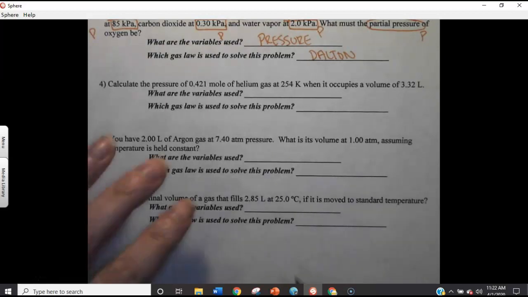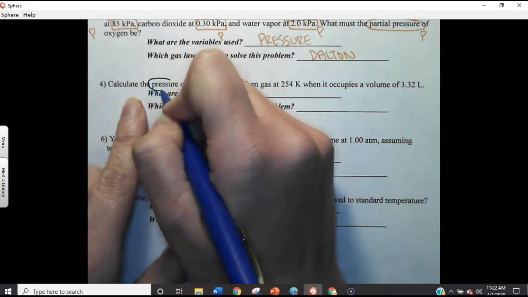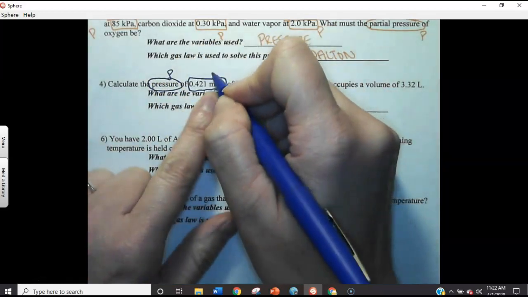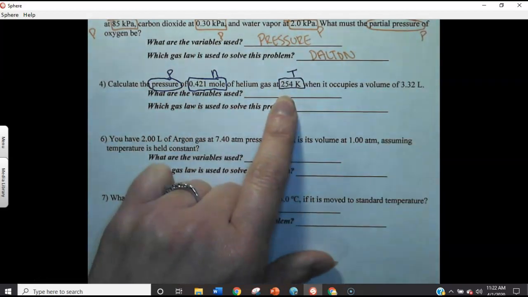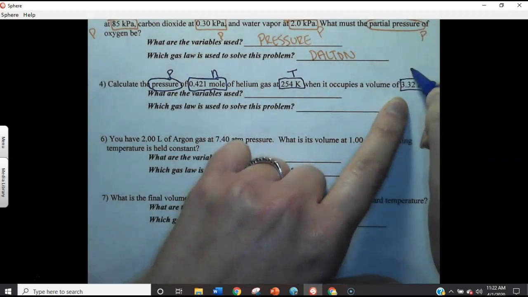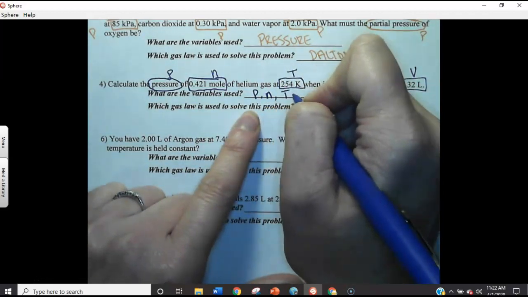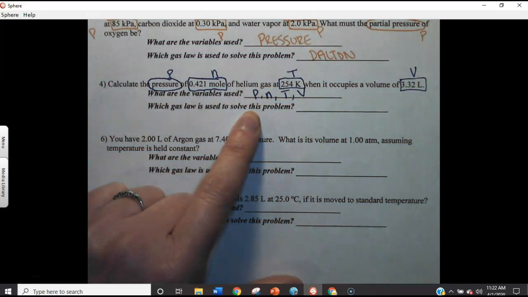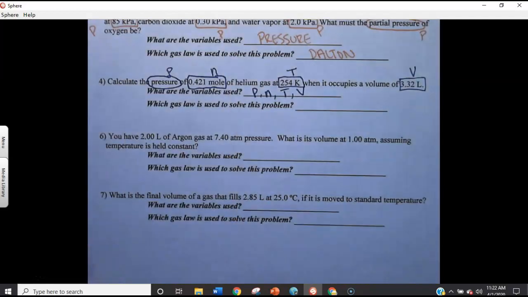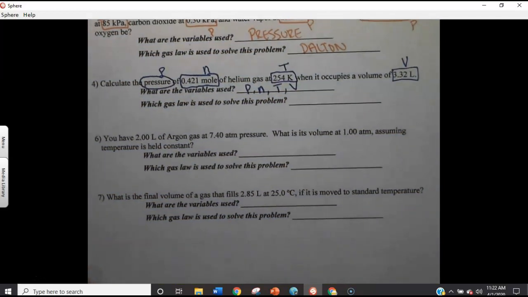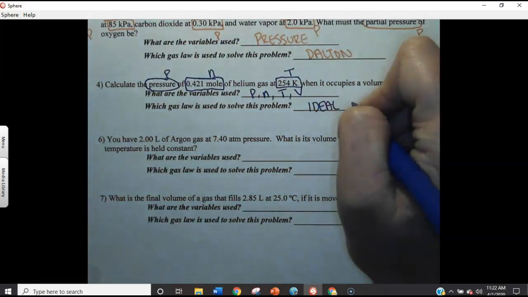All right, calculate the pressure of, so here's a number I'm going to box. They're asking me to calculate the pressure, so I'm going to circle that. They told me moles, which is n, of helium gas at this Kelvin temperature, and volume. So this is giving me pressure, moles, temperature, and volume. One of each is going to be this equation, which is the ideal gas law. I know R isn't in the equation because R is not a variable. It's a constant. So this is the ideal gas law.